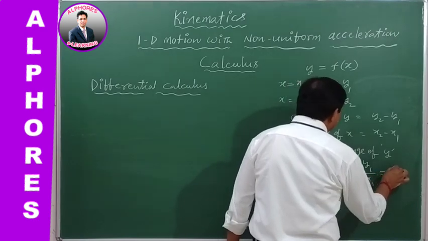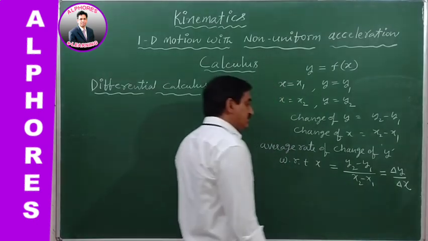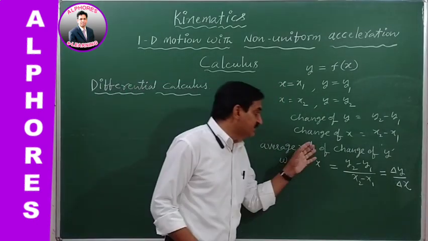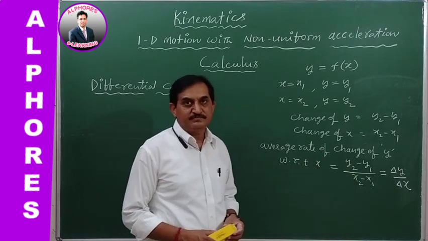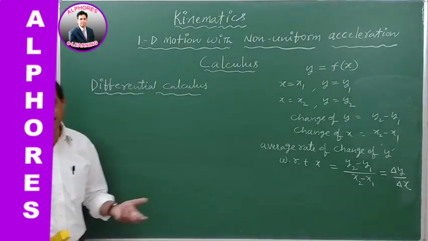We can also write it as delta y by delta x. This is known as the average rate of change of y with respect to x. Okay. Now we are taking a limiting case.